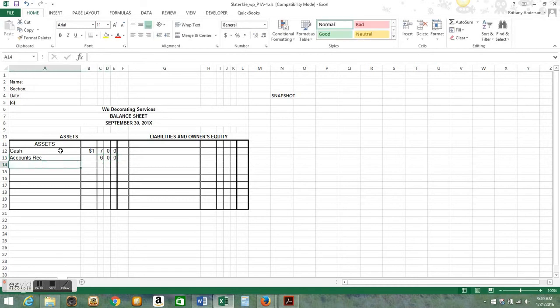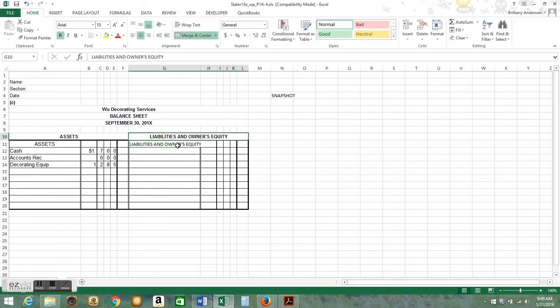I know these sheets can be a little hard to work with. So then we have decorating equipment. We're going to put in the amount of that. We're going to single line it here, but I'm going to wait to put my total in because I want my total to be on the same line as my liabilities and owner's equity.